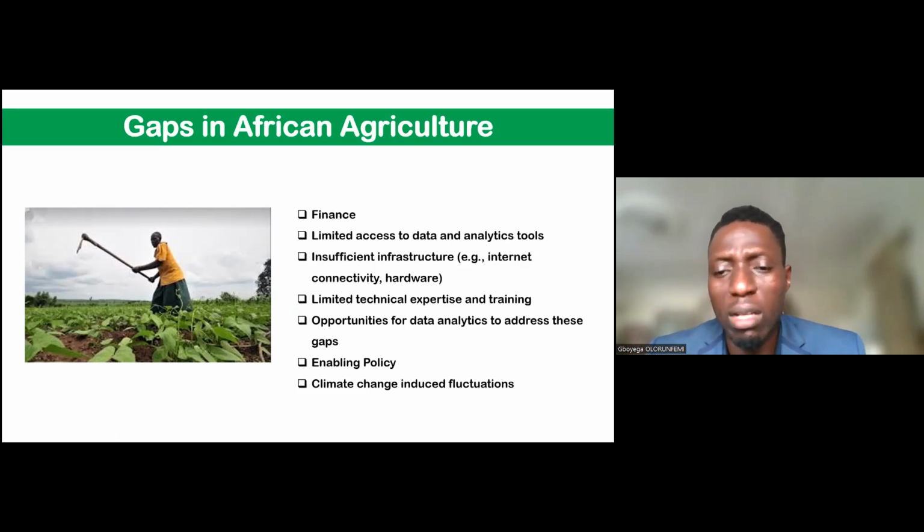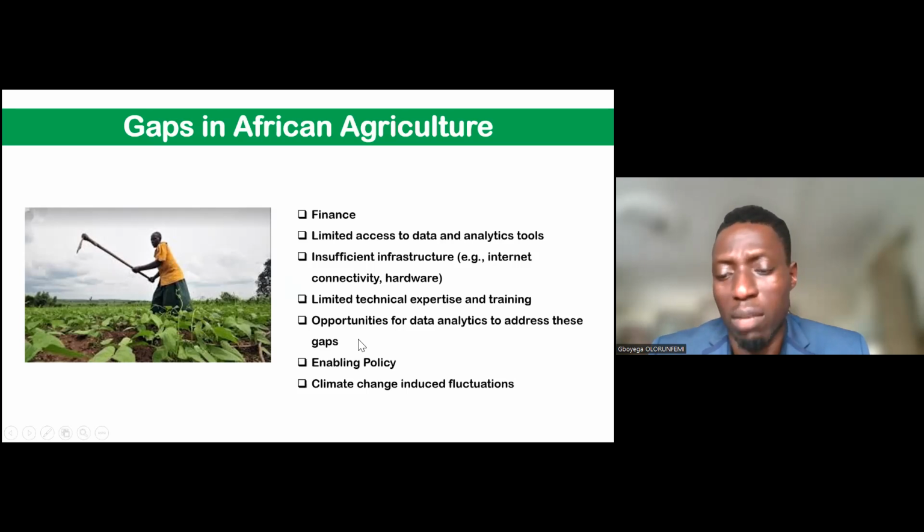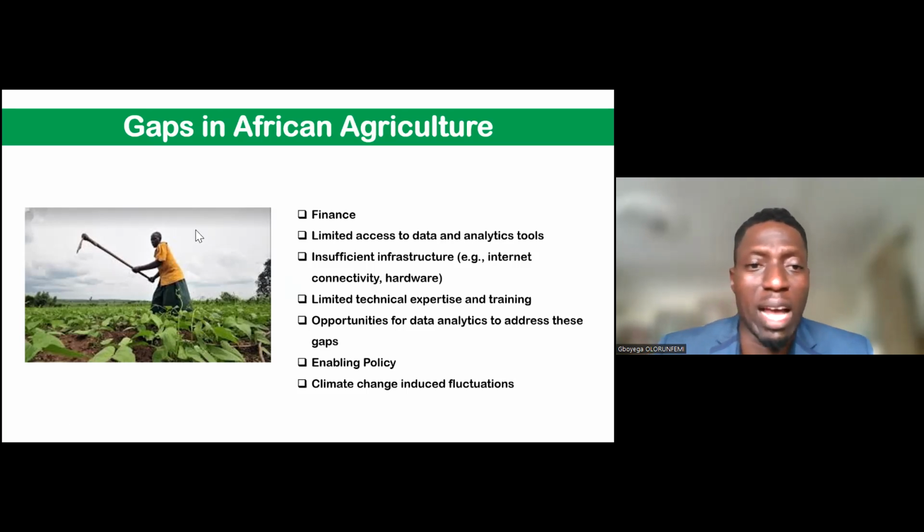Of course, climate change induced fluctuations remain a gap, and that will also come back to us in the area of insufficient infrastructure. When we don't have this infrastructure in place, and we have people exposed to vulnerabilities of climate change, we are not able to make a good account. And all of these are leading to loss of crop yield in and around Africa, and then we are not able to solve our food security.